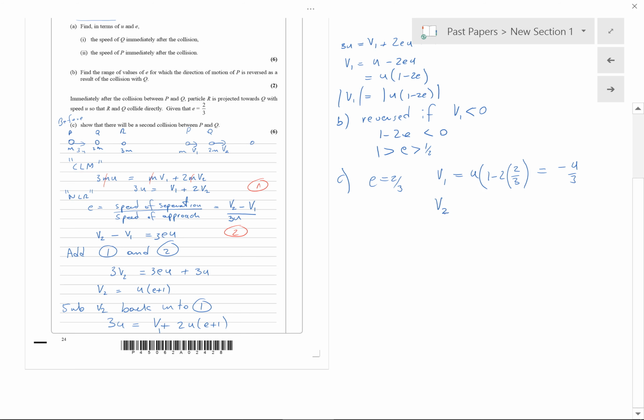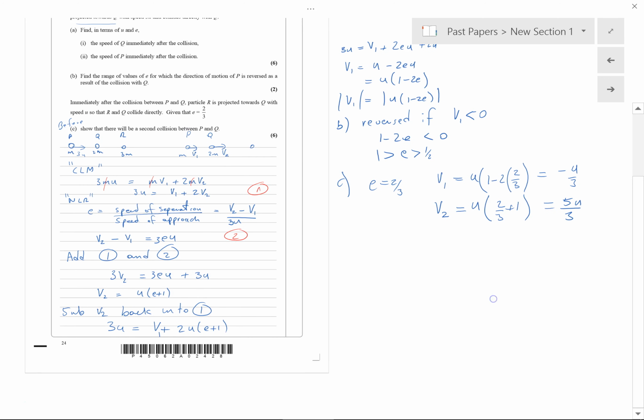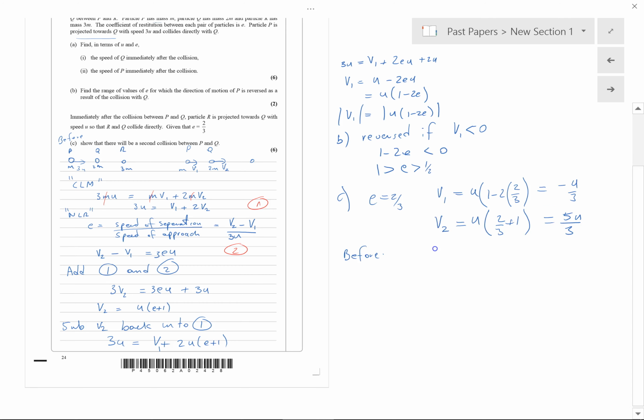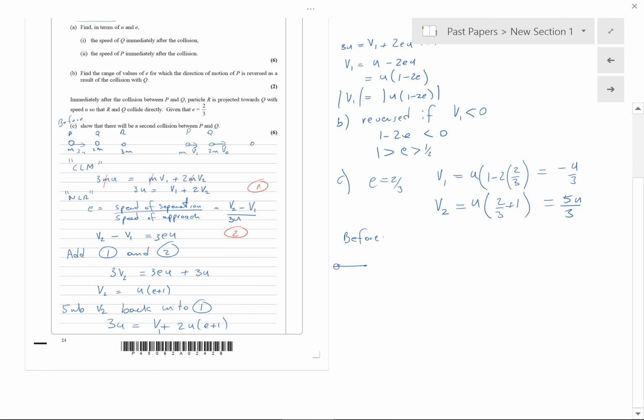And V2 is equal to U times (2/3 plus 1). So that's 5U over 3. Okay, so let's just do our before and after situation now. Before, well, our particle, now we know that P has reversed. Let's call that U over 3. And V2 is going with speed 5U over 3 in that direction.